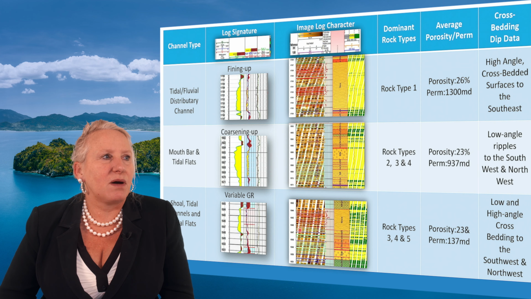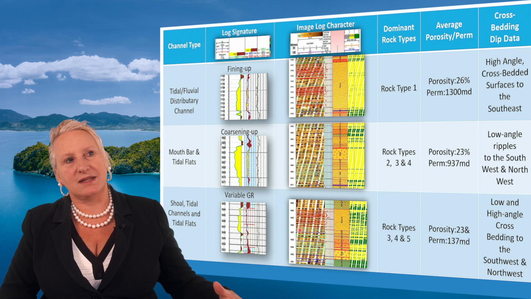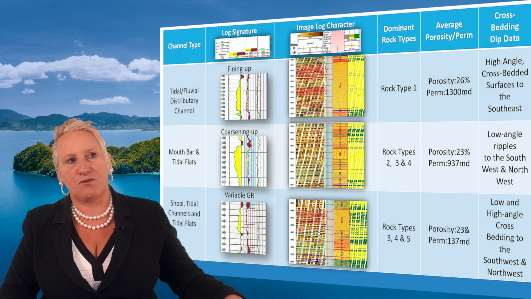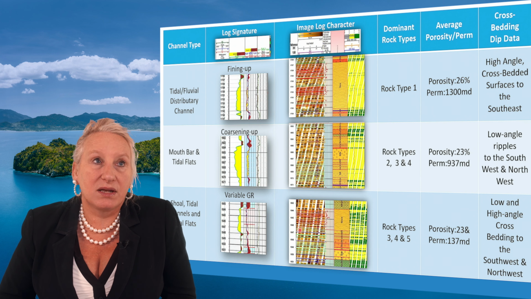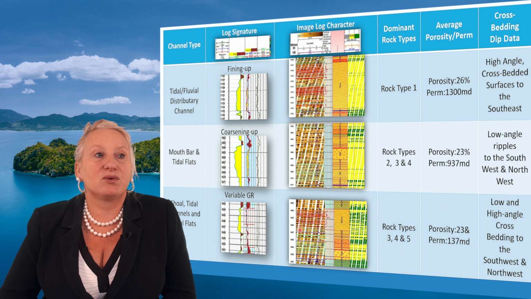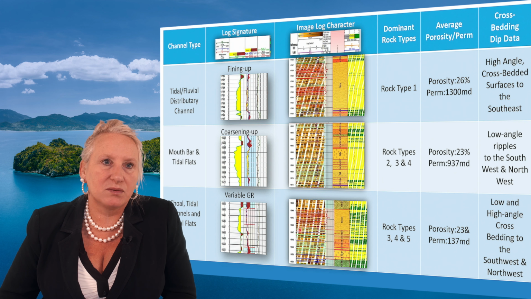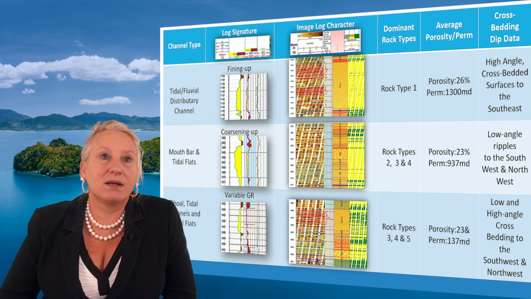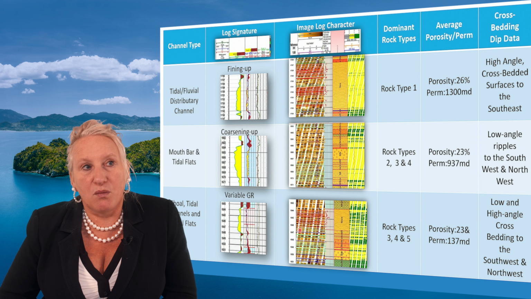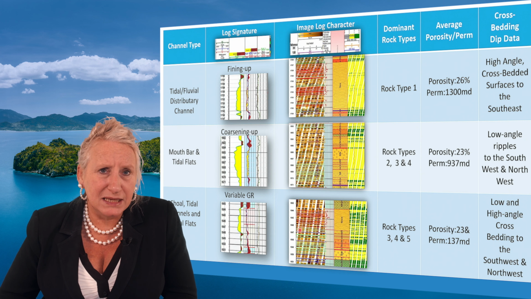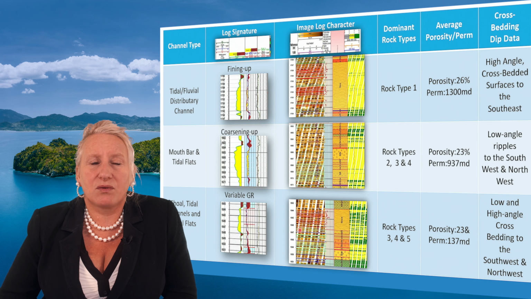And then we have the mouth bar and tidal flats. Remember, they were the front end of the system with wave influence. This was, in this case, rock type 2, 3, and 4, which was bioturbated sandstones, ripple sandstones, laminated sands. Clean to a point. Obviously, they had lots more clay in the system, so we've got reduced permeability, and less of the cross bedding, but certainly a very good play.